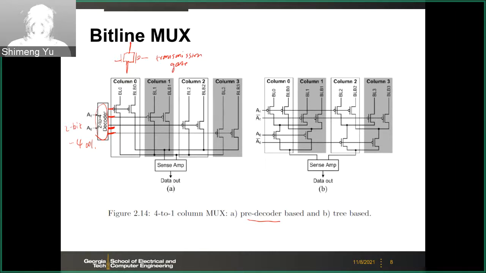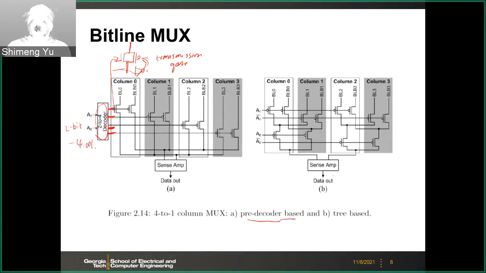So basically, those outputs will control those. Of course, you need an inverter to invert the signal to the PMOS side. So you need to have those pass gates to select which column to pass, depending on the output of the decoder. So this is one type, and this is more often used, I would say.